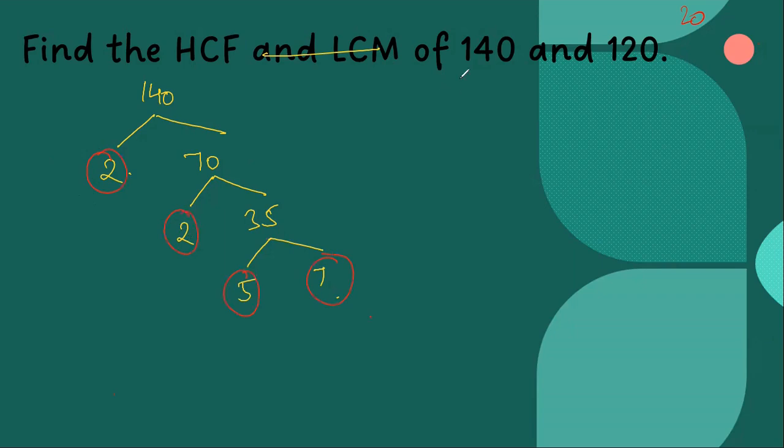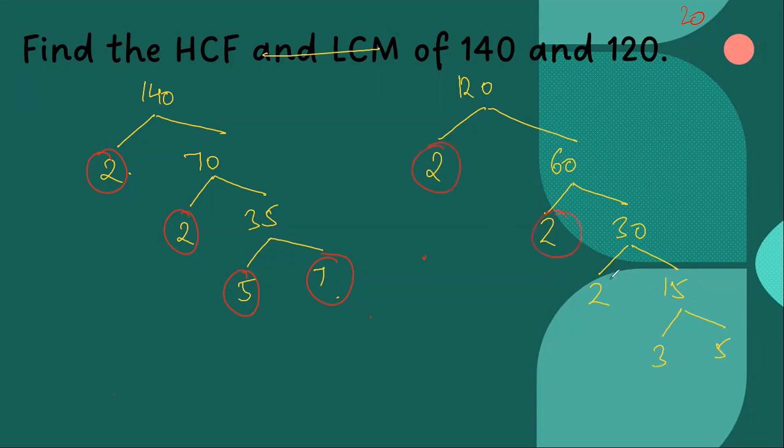Now let's take 120. Break 120: 2 times 60 is 120. 60 is not prime, so 2 times 30. Then 30 again I will break: 2 times 15. Then I will break 15 as 3 times 5. After 2, I have 3 to break 15. Now I got the prime numbers: 2, 2, 2, 3, 5. So what is the decomposition of 140? It is 2 times 2 times 5 times 7. What is the decomposition of 120? It is 2 times 2 times 2 times 3 times 5.